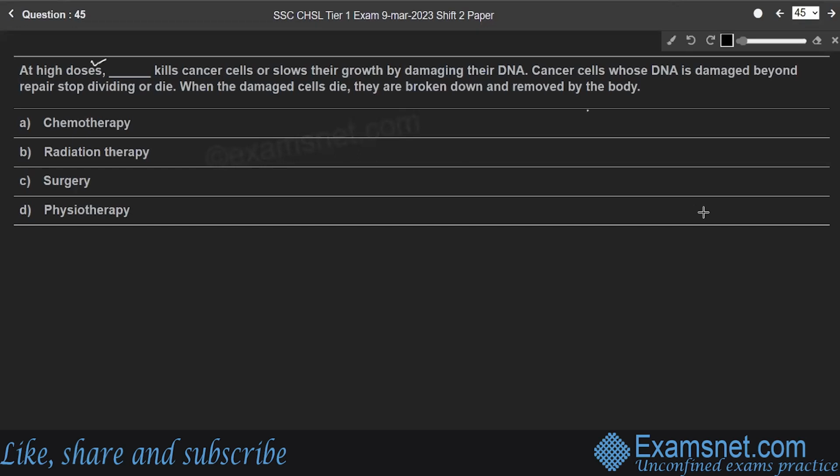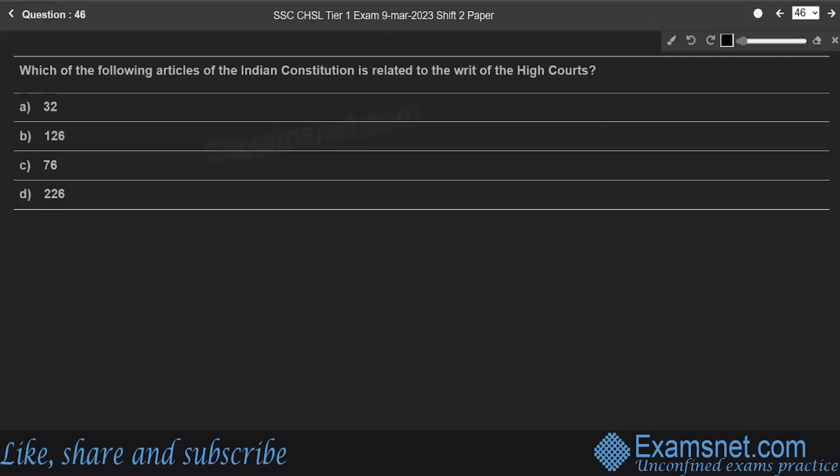Question 45. At high doses, dash kills cancer cells and slows their growth by damaging their DNA. Here at high doses, radiation therapy kills cancer cells or slows their growth by damaging their DNA. Right? Radiation therapy is also known as radiotherapy, used as a treatment of cancer to eradicate cancer cells and reduce tumor size. But too much radiation can damage tissues by changing cell structure and damaging DNA. This can cause serious health problems. Option B is the right answer.